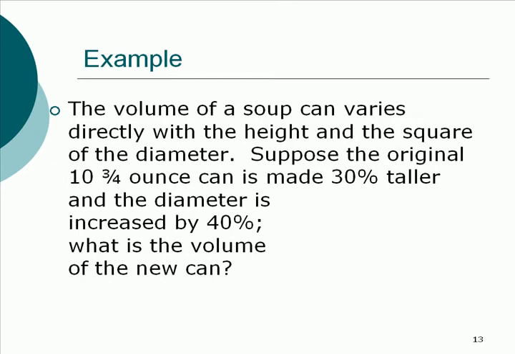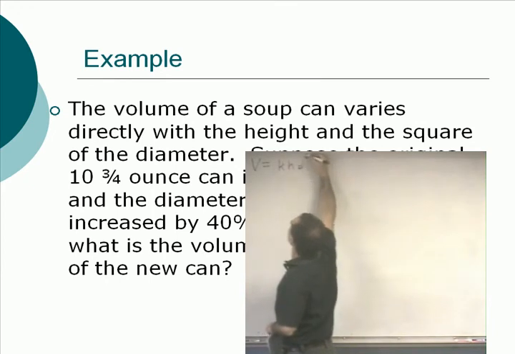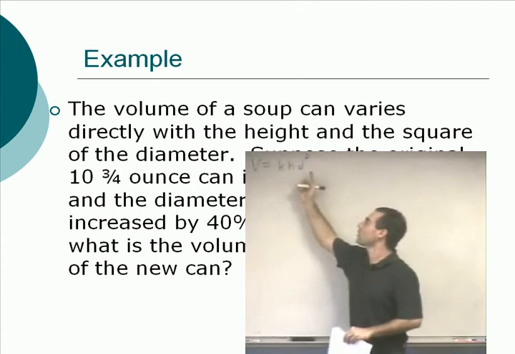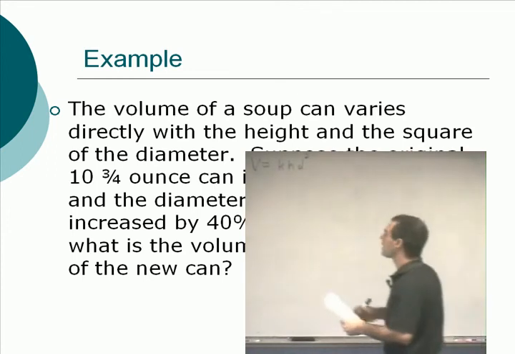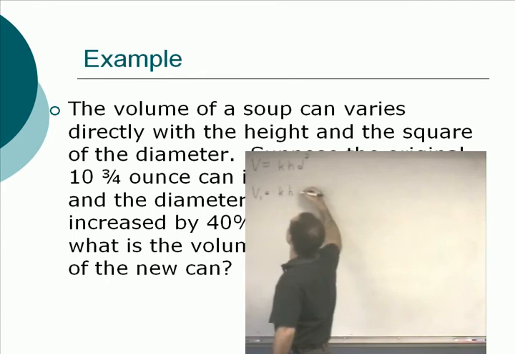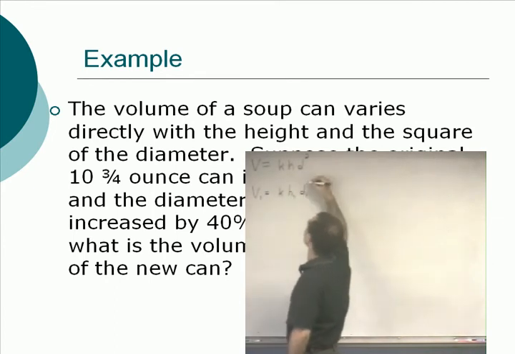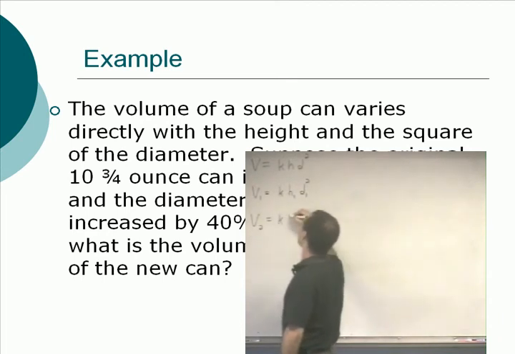So our relationship, we are told that the volume of a soup can varies directly with the height and the square of the diameter. So we know that V equals K H D squared, directly with the height and the square of the diameter. Let's take our original soup can. V1, the original, equals K times H1 times D1 squared, the original height and the original diameter. The new one is going to be K times the new height times the new diameter squared.